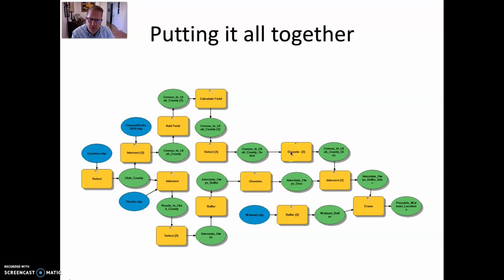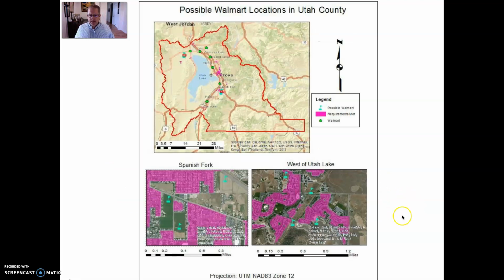We're going to intersect them with the stuff we got here from the county census. And that gives us areas that meet the census requirement and the road requirement. We're going to erase out the Walmart polygons out of that to find the possible locations. And at the end, here's a map of what it might look like.